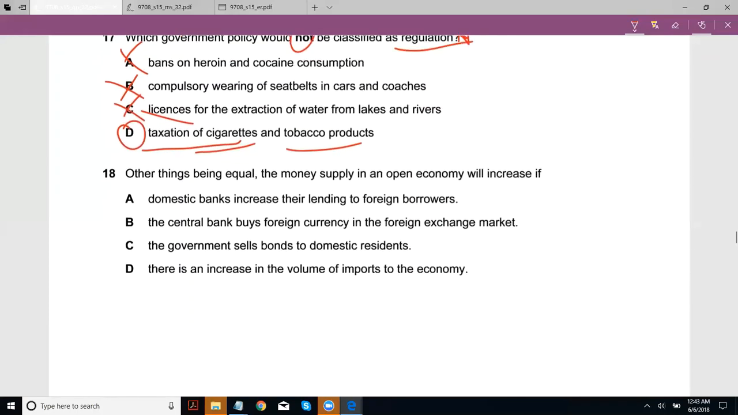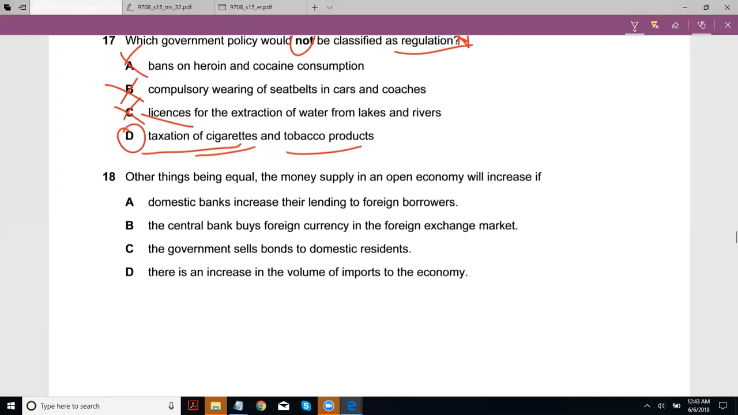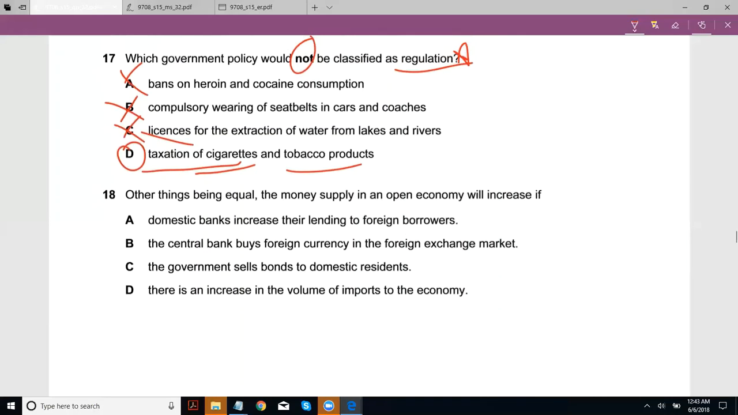As in licensing, are you sure? Licenses for their extraction. Yeah, I mean, if you have to get a license, and then there's a particular standard for the license.